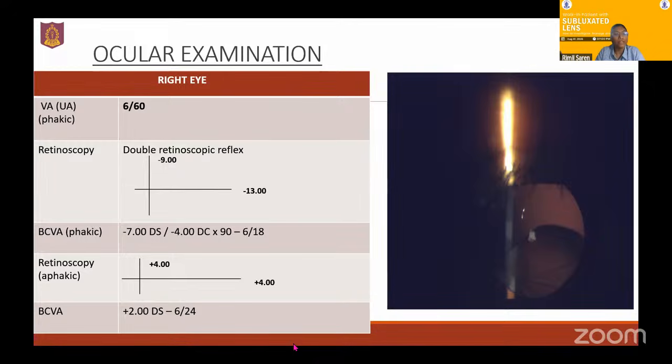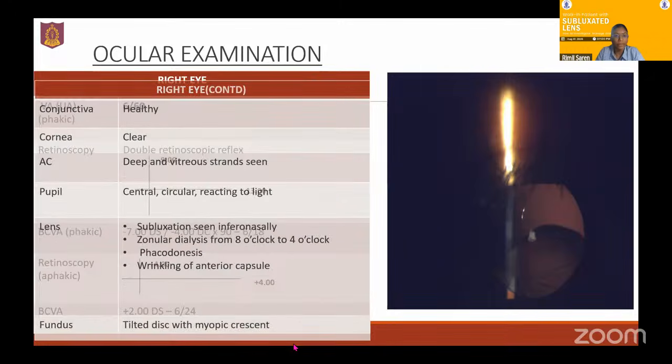His best corrected visual acuity was 6/18 with -7 spherical and -4 cylinder at 90 degrees. Retinoscopy in the aphakic zone showed +4 spherical in both meridians. So the best corrected visual acuity achieved was 6/24 with +2 spherical. His anterior chamber was deep with vitreous strands seen in the aphakic zone.